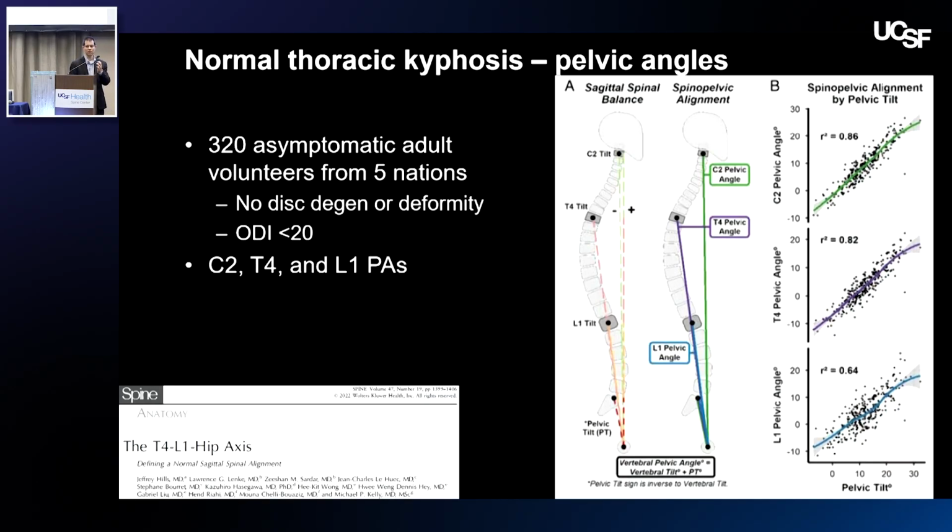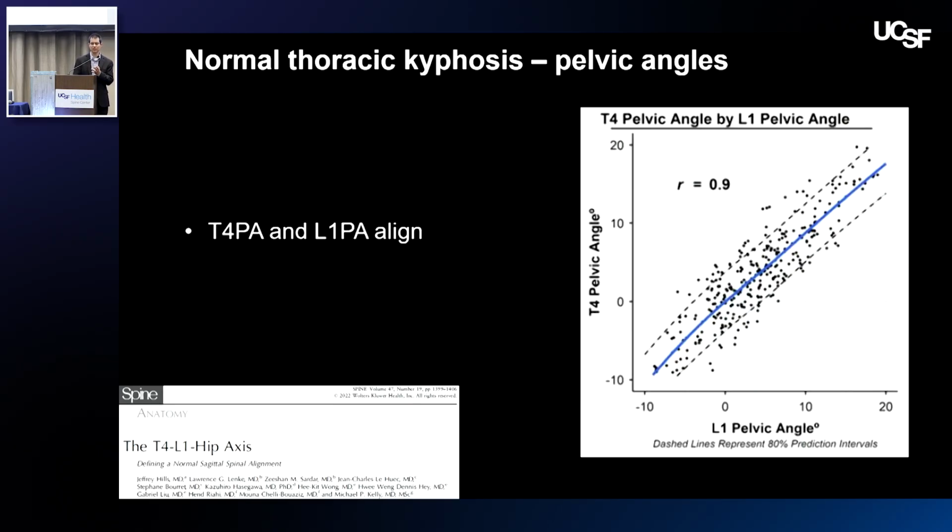We've already seen this figure a few times, but basically it looks at 320 volunteers, C2, T4, and L1 pelvic angles. They're all related, of course, but one of the most important things is that T4 PA and L1 align. We want them to be pretty much the same. That will allow the thoracic kyphosis to be in harmony, if you will, with the lumbar spine and the pelvic incidence.